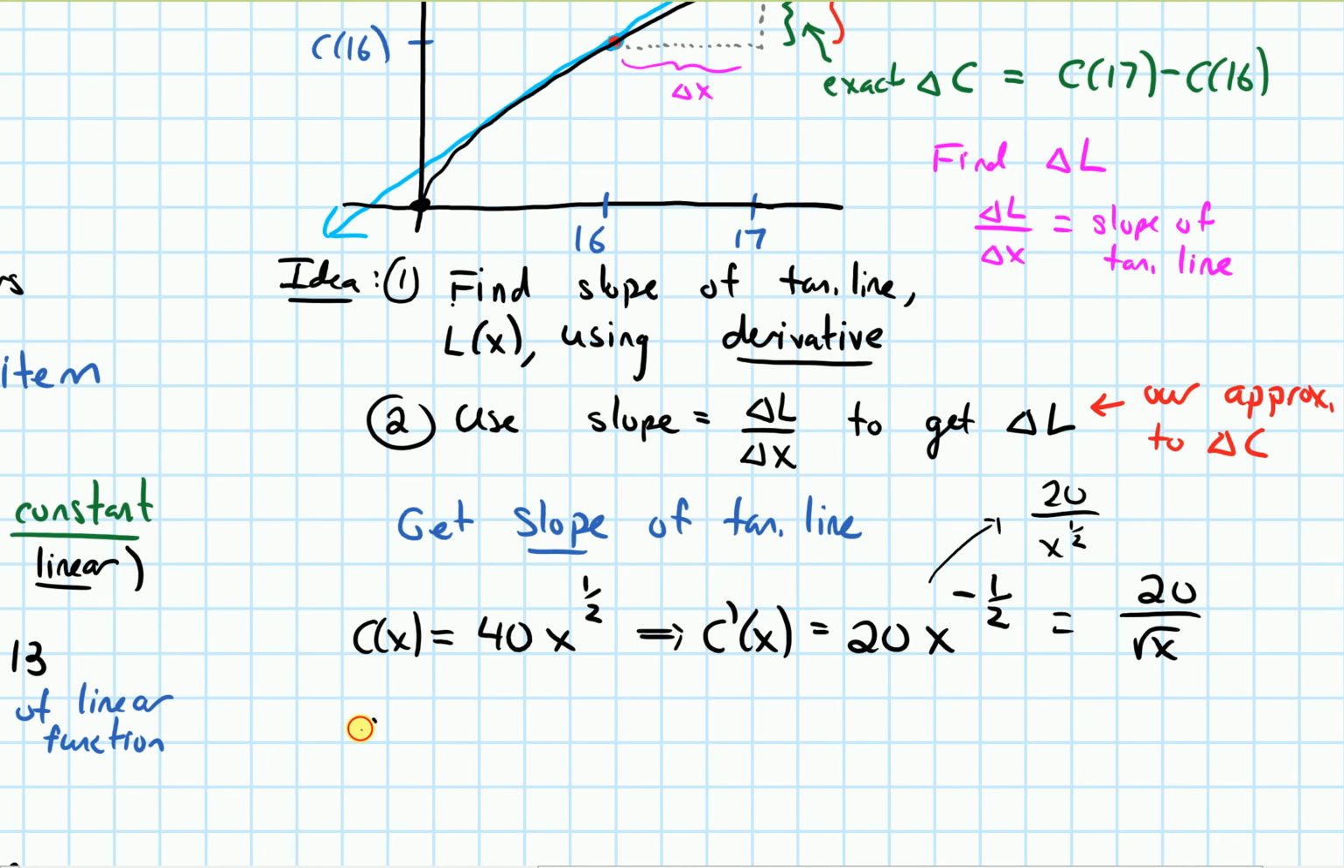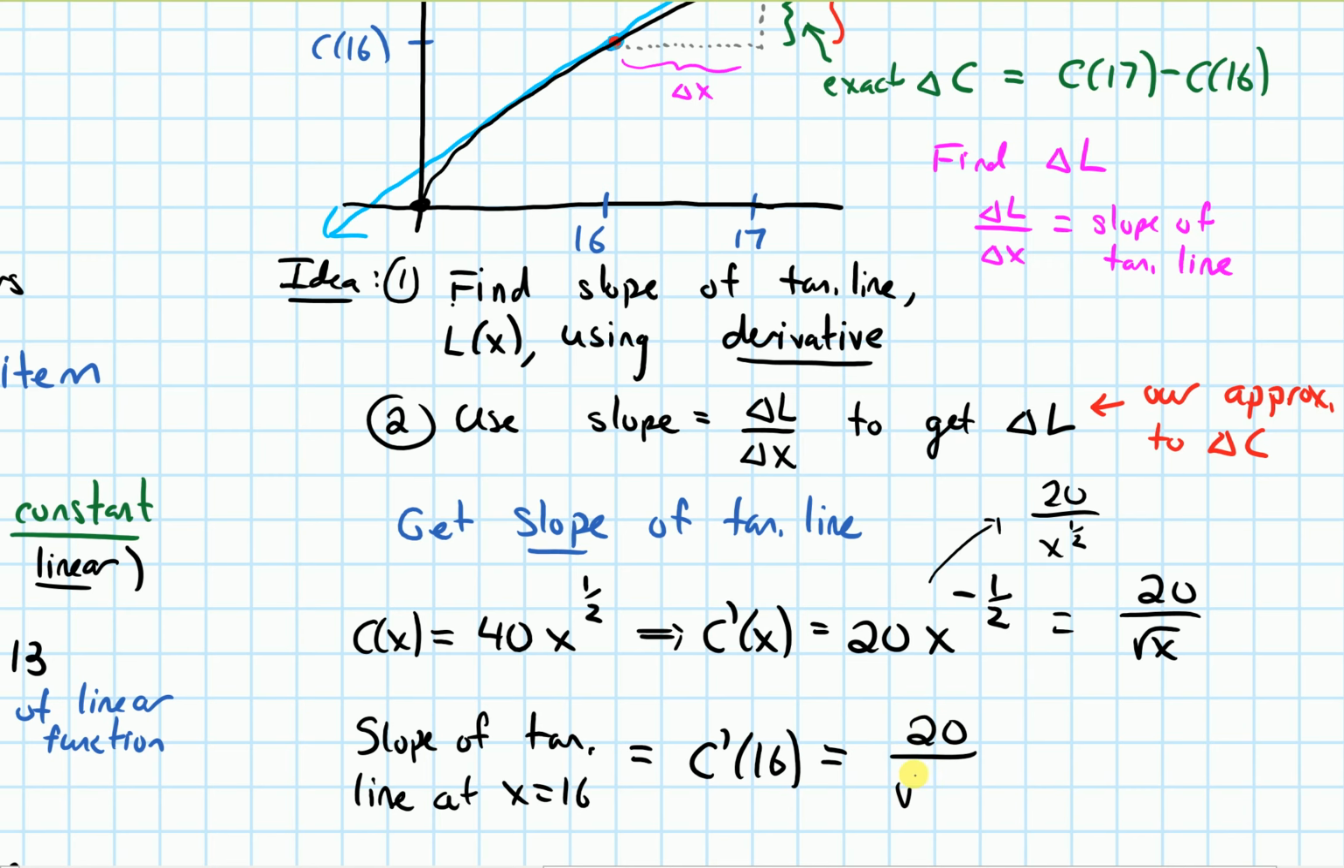Now we're ready to write down the slope of the tangent line at x equals 16. We were taking the tangent line to the curve at x equals 16. That's going to be c prime of 16, and plugging in 16, we get 20 divided by square root of 16. So 20 divided by 4, which is 5. Using this equation, the slope of the tangent line is supposed to be equal to rise over run. It's supposed to be equal to the change in L, because I have L as my variable instead of y, over the change in x.